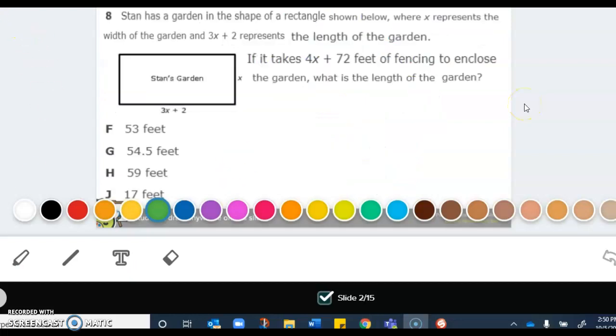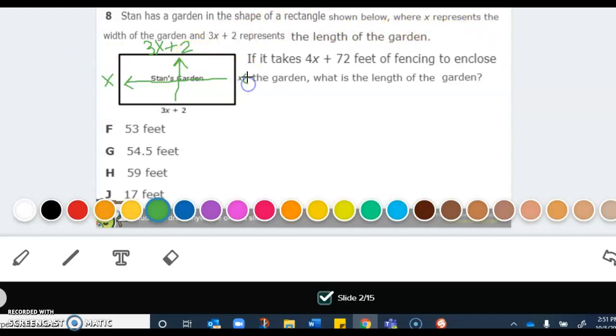This next problem is a multi-step problem. What I would do first on my picture is recognize that I have a rectangle, and I would make my opposite sides be the same length. Then this one I'm going to take over here, and I'm just going to set up my picture, 3x plus 2. Further reading, it says x represents the width.